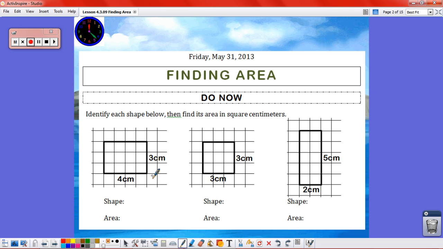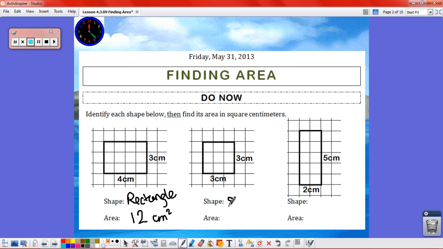If it's 4 centimeters wide and 3 centimeters tall, then, well, first of all, what is the shape? This is a rectangle. And what is the area? In square centimeters. So that's going to be centimeters squared. Well, this is 1 square centimeter, so it's 3 by 4, which is 3 times 4 is 12. 4, 8, 12. So 12 centimeters squared.